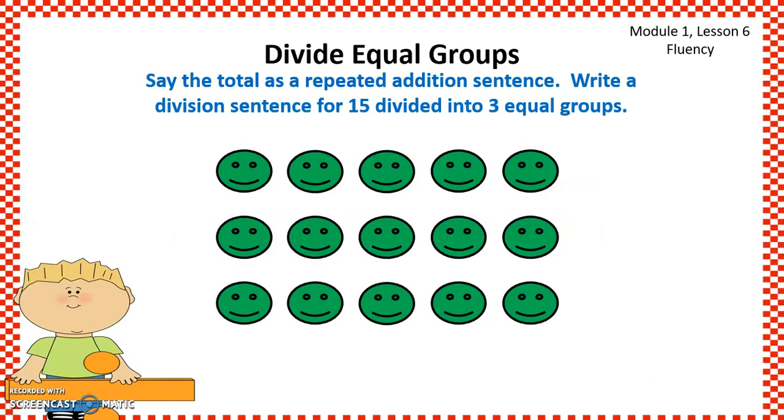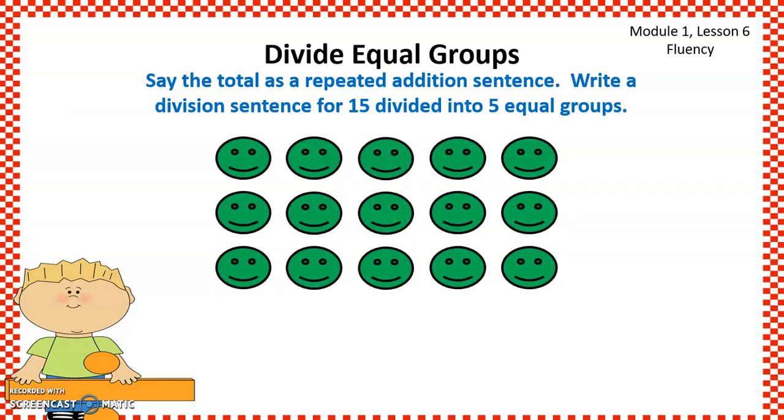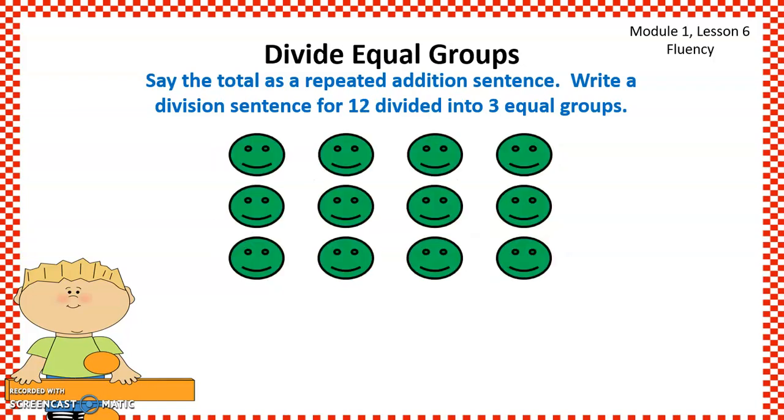Okay, let's look at this. How many groups are we seeing here? 3. What is the size of each group? 5. So a division sentence will be 15 divided by 3 equals 5. If you divide it into 5 groups, 15 divided by 5 equals 3.